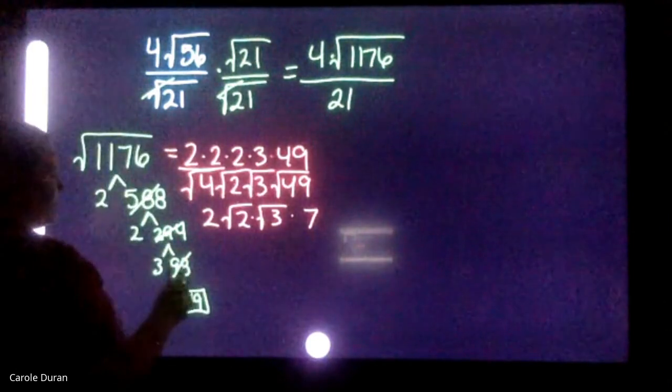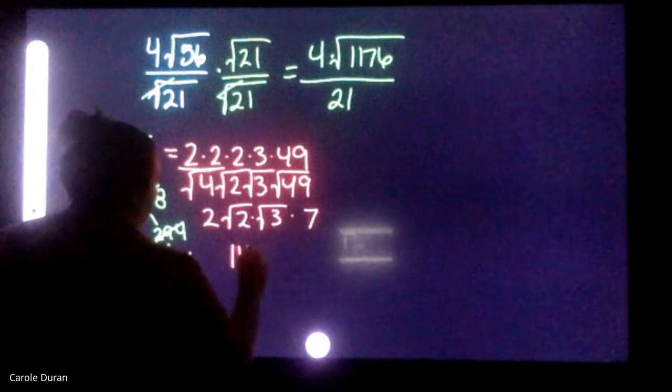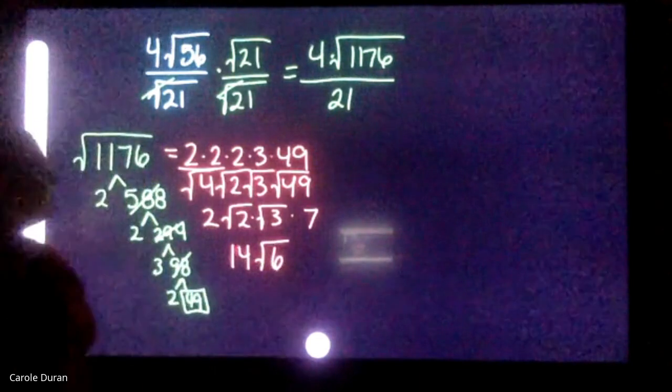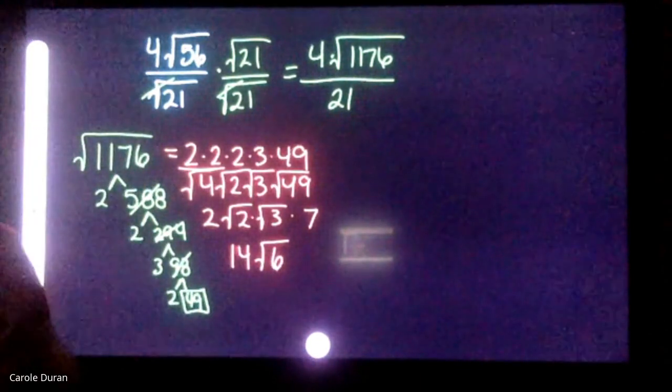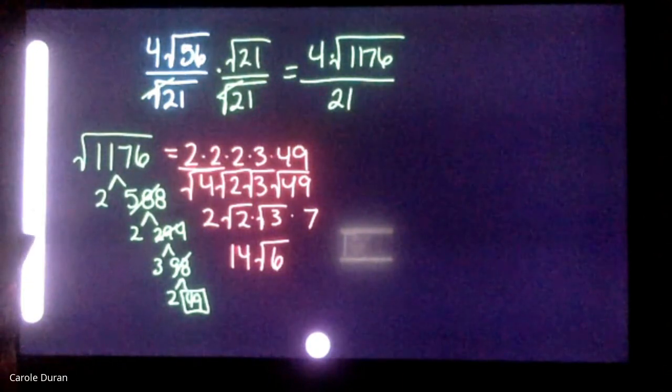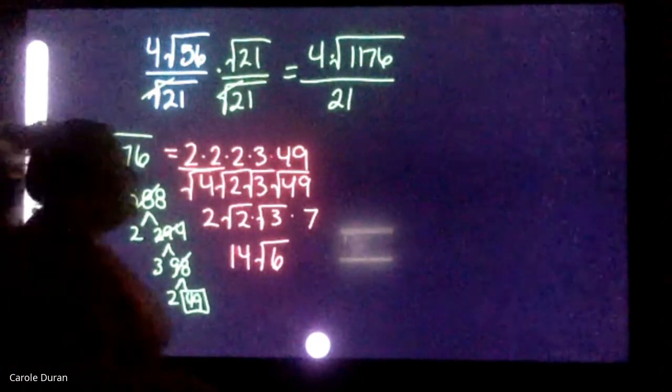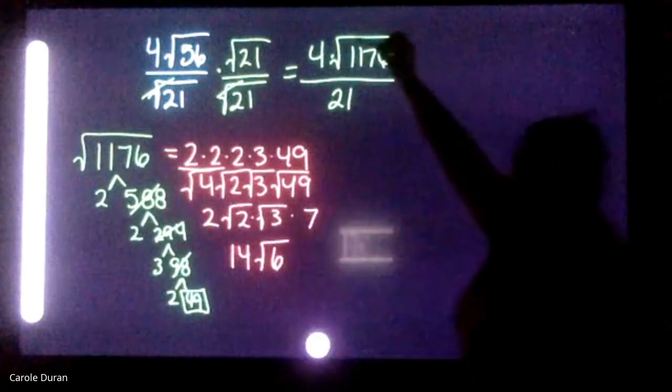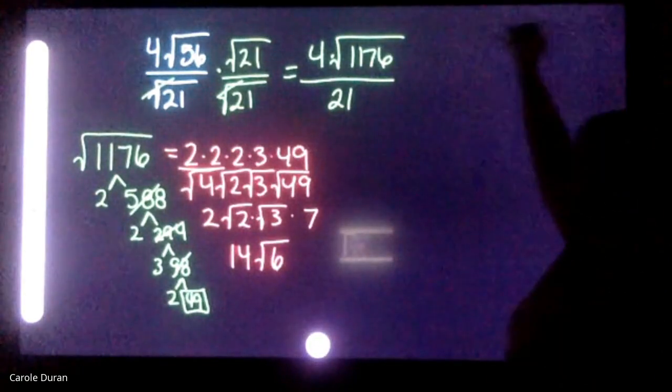I put my whole numbers together. 2 and 7 becomes 14. And then I go ahead and put my radicals together. 2 times 3 is 6. So I end up with 14 times the square root of 6. Of course, I'm not done. So I have to now take this 14 root 6 and replace the square root of 1,176 with it.